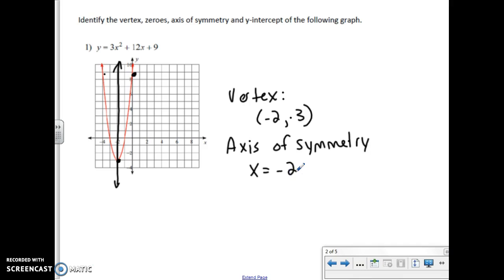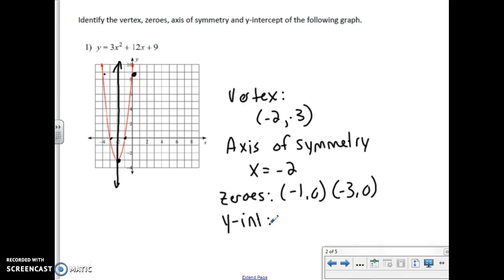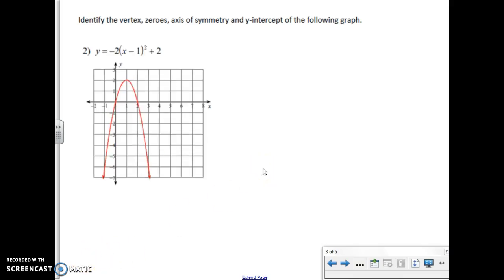Now, zeros, or x-intercepts. Let's talk about those. Zeros or x-intercepts is where the graph intersects the x-axis. So it intersects once, twice. What are the ordered pairs of those x-intercepts? Looks like it's (-1, 0) and (-3, 0). The reason why I'm giving ordered pairs is because it's a point on the graph where the graph intersects the x-axis. Now, the next thing we want to deal with is the idea of a y-intercept. In the case of the y-intercept for this graph, it's where the graph intersects the y-axis, which is right here, and it looks like it's at (0, 9). So (0, 9) was your y-intercept for the last graph.